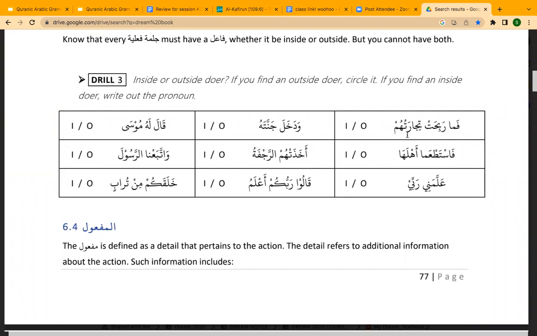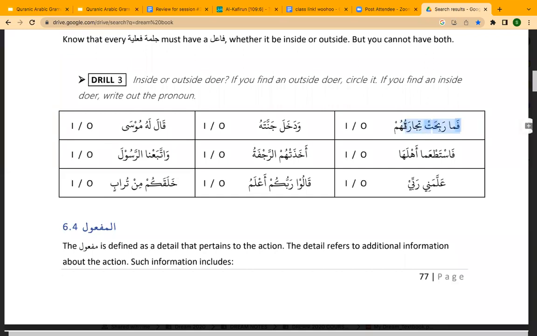First of all, look at this construction. Tijaratuhum. What is this construction? First of all, tell me, do you see any fragment here? It is an idafa, right? Tijaratuhum is an idafa. Now, when you look at an idafa fragment, what part tells you what determines the role of an idafa? Is it mudaf or mudaf ilayhi? Which one should you focus on? You will focus on your mudaf, which is tijaratu.